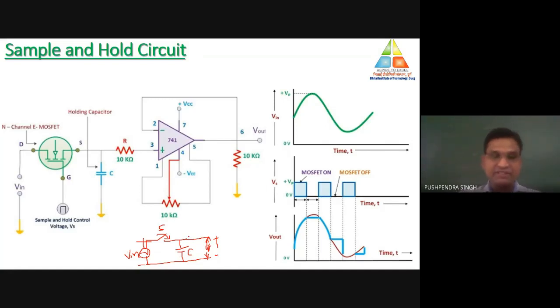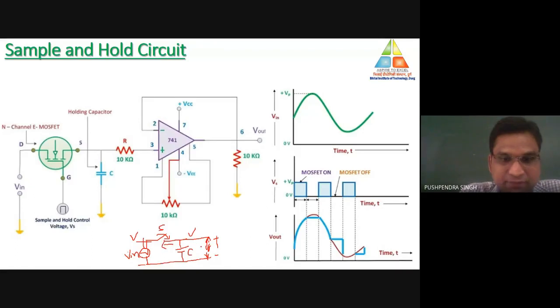And how will the capacitor charge? The capacitor will charge instantaneously with the input sinusoidal waveform. Whatever the voltage of the input signal is, the capacitor will charge to the same voltage. Now suppose the switch is in open condition. Then there is no connection between the capacitor and the input sinusoidal waveform. On that condition, what will the capacitor do? As per its behavior, the capacitor will try to discharge.